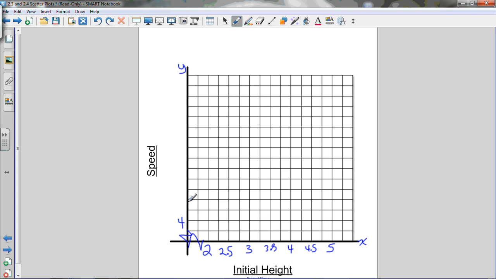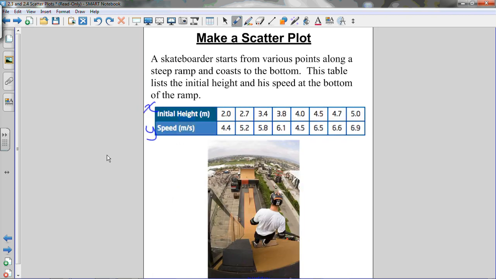And then I need it to go between 4 and 7, so I've got a lot of room here. So once again, I'm going to go up by 0.5, just like I did here. I'm going to skip a spot, then put 4.5. Skip a spot, put 5, skip a spot, 5.5, skip 6, skip 6.5, skip 7. Okay? And that's going to give me the range I need to get all of my data onto this graph. So let's start plotting our points.